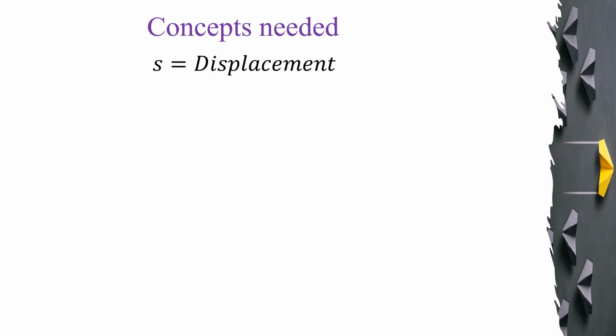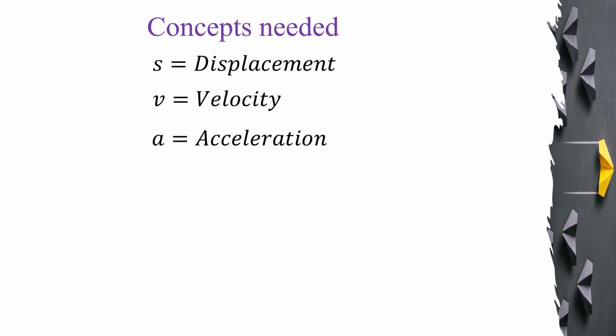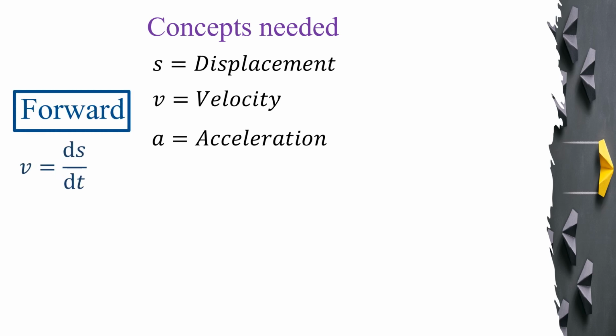If we let s represent displacement, v represent velocity, a represent acceleration. So to find velocity, we just need to differentiate displacement with respect to time. And to find acceleration, we just need to differentiate velocity with respect to time. Or you find the second derivative of your displacement.